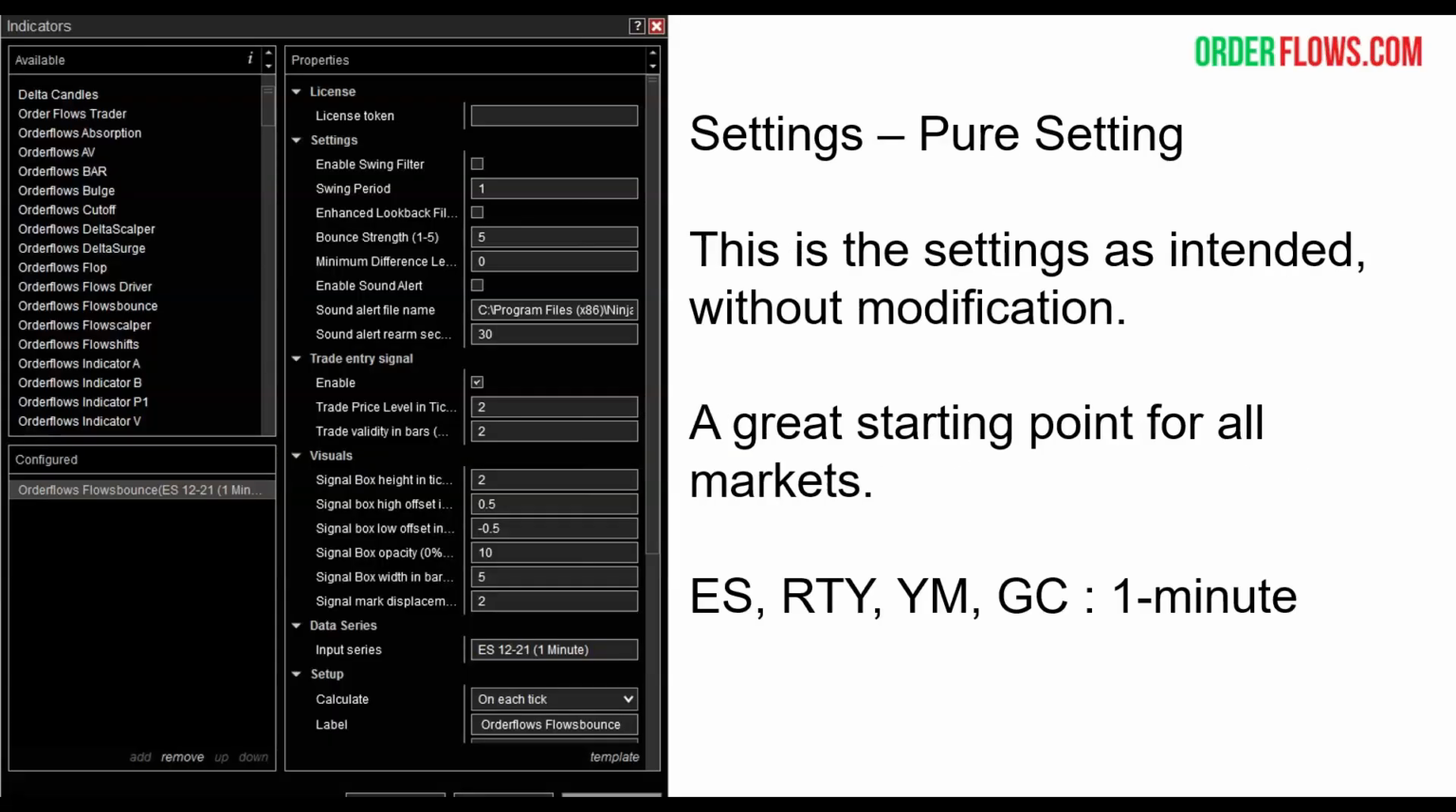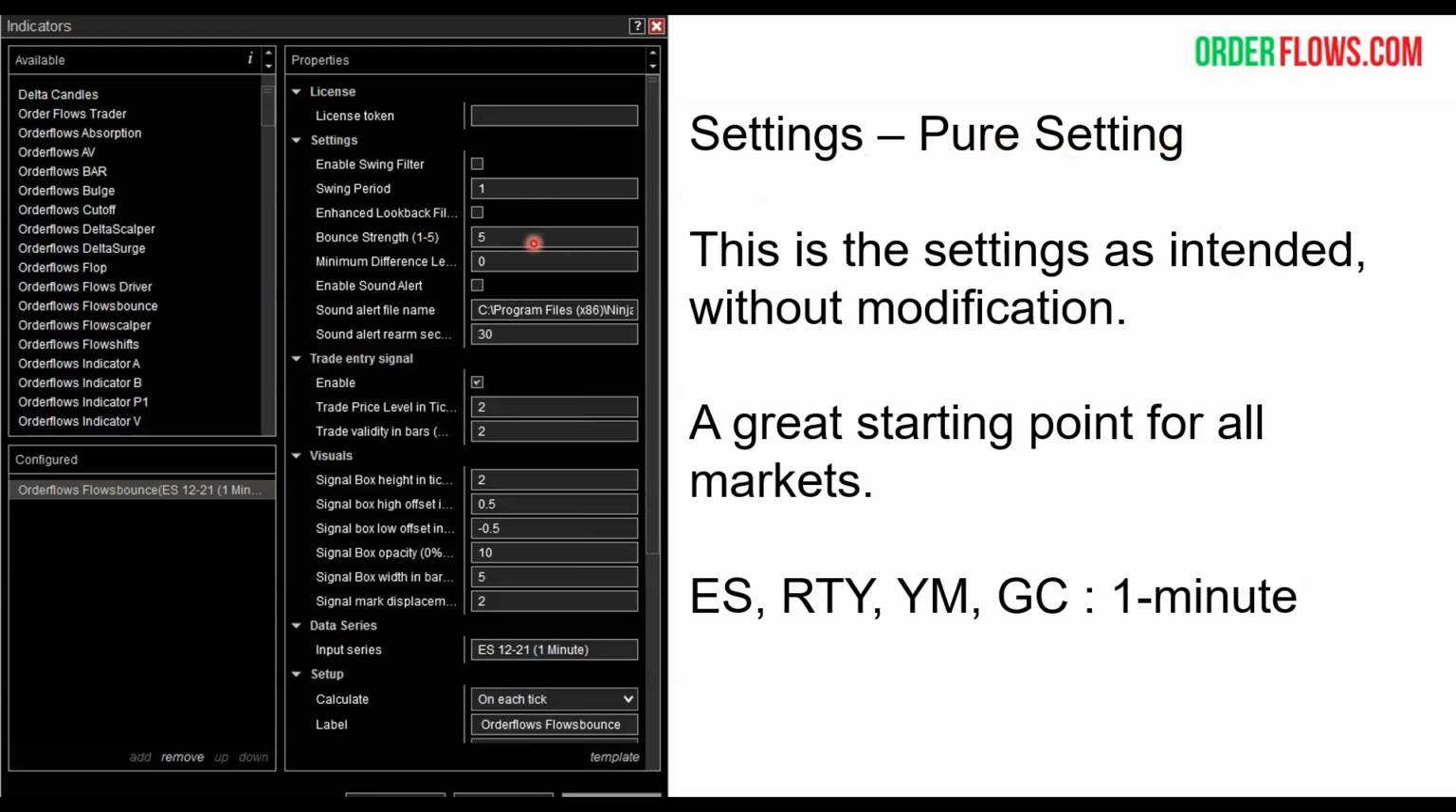Now, so let's sort of jump into the settings. I'm going to pull up some charts here, but the pure setting, we call it the pure setting. I'm going to show you this, but just really quick, before I jump into the charts. On the settings, there's things like a swing filter and a swing period. These two are linked together. There's an enhanced look back filter, which I'll show you on the charts so you can understand it. Now the bounce strength, this is the important one, right? It's a value between 1 and 5, okay?